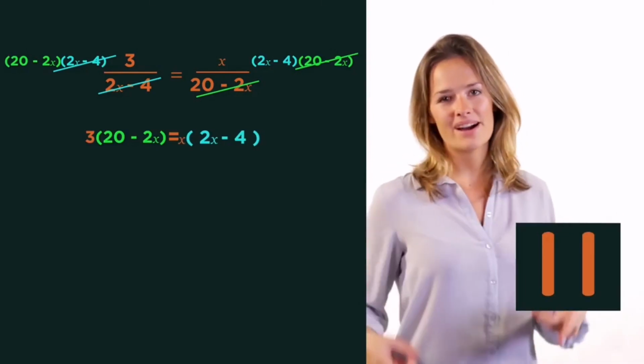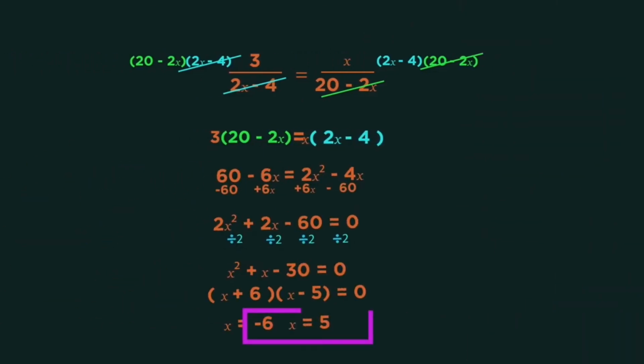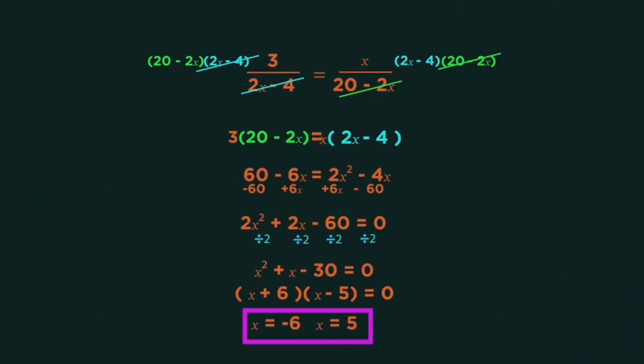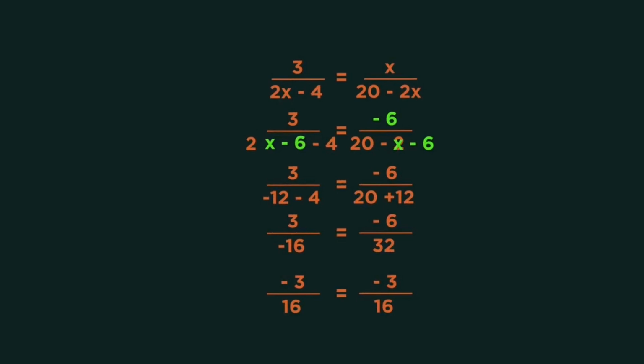Pause the video, work out the answer and click play when you're ready to check. Did you get x equals negative 6 and x equals 5? It's really good practice to go back and check your answers by substituting them in. So if we substitute x is 5 into the original question, we get 3 over 6 equals 5 over 10. So a half equals a half, which means 5 is the correct answer.